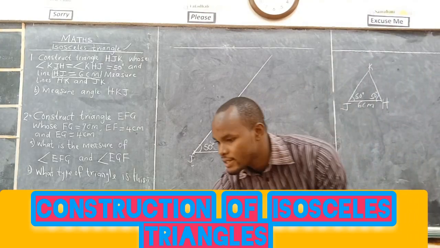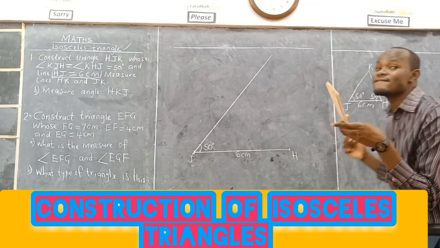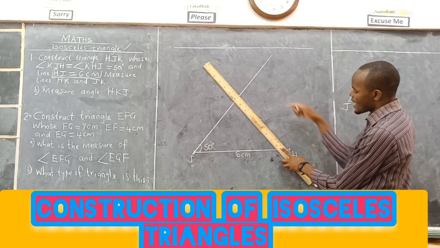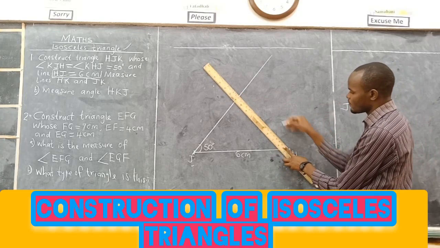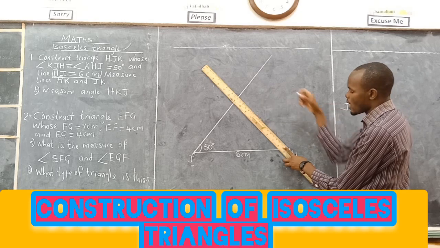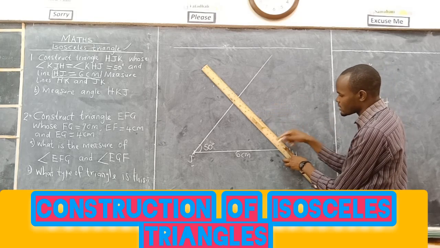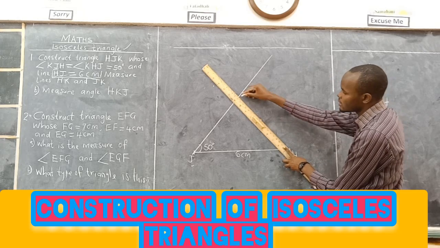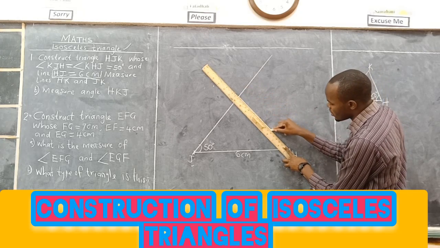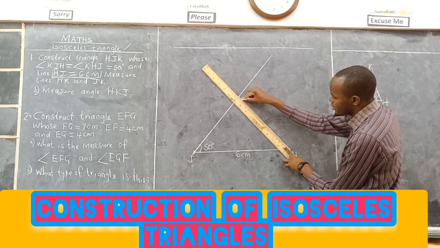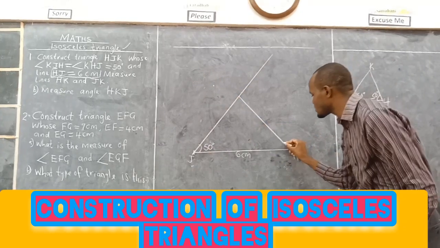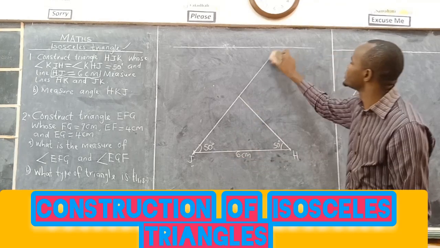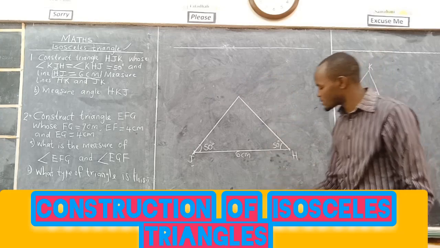50 degrees. Get your ruler. Then you draw a line from H through our point, which is the angle we measured, which is 50. So from H through this dot, you touch the other line. That is our triangle. This is 50 degrees. This is 50 degrees. Remember, we don't need this line now. We have drawn our triangle.